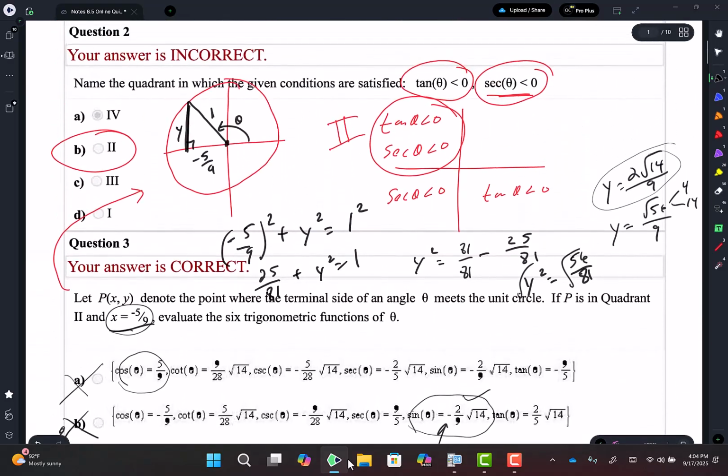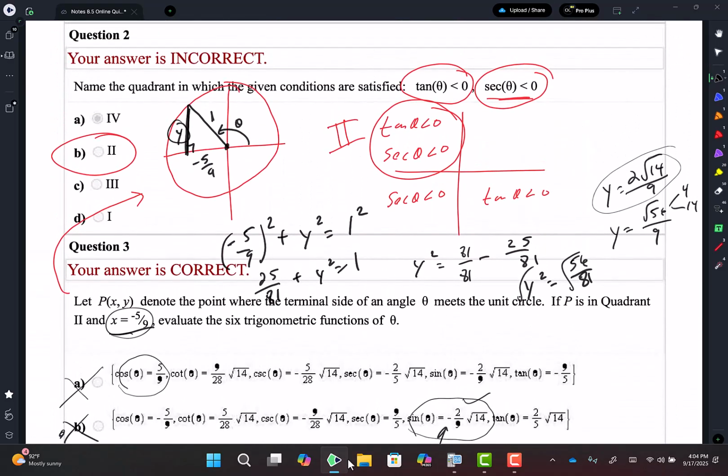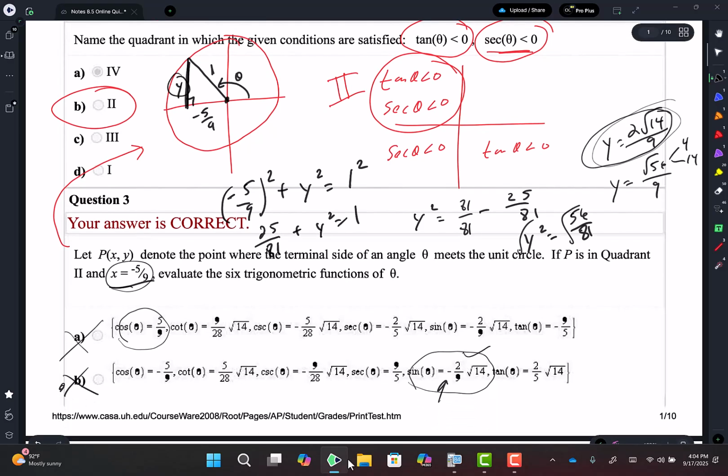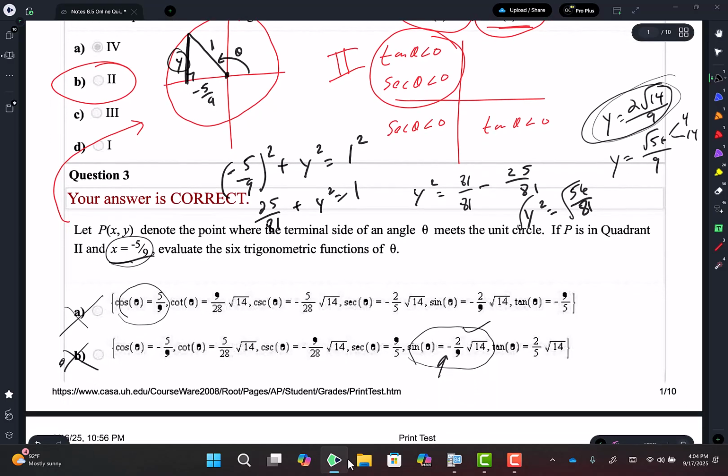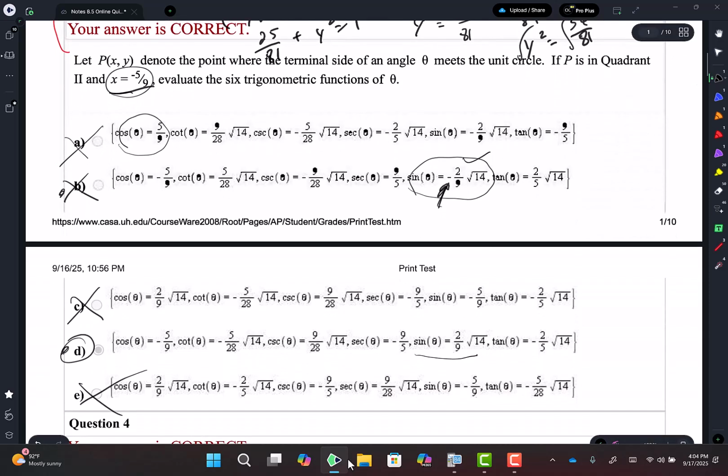You see how the y value is in quadrant 2? So we need to have a positive value. So it needs to be a positive 2 square root of 14 over 9. And letter B had sine be a negative 2 square root of 14 over 9. But I need it to be in quadrant 2. So look at letter D. Letter D has that one.